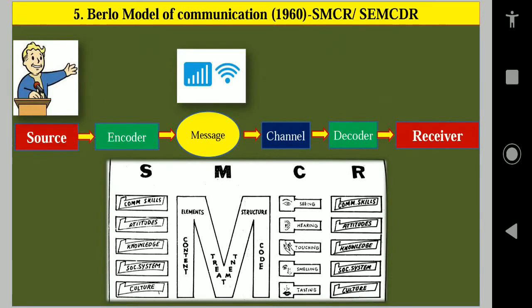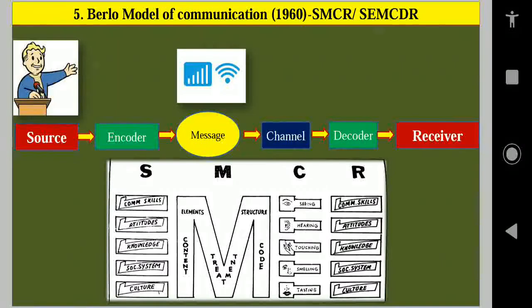Source should have communication skill, attitude, knowledge, social system, culture. Message should have these elements: structure, content, treatment, and code. And channel includes what? Channel includes seeing, hearing, touching, smelling, tasting. And receiver is the same as the source quality. The receiver should have communication skill, attitude, knowledge, social system, and culture.